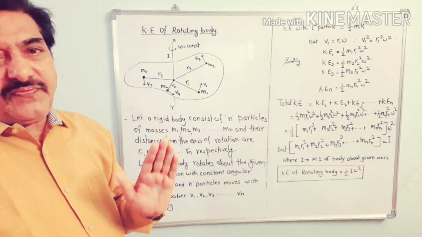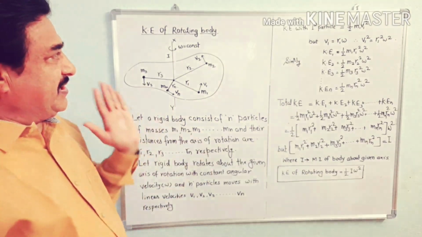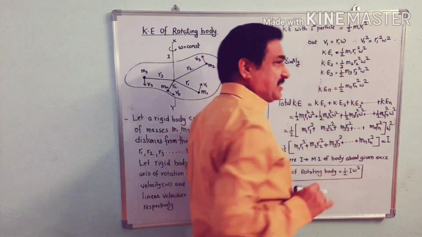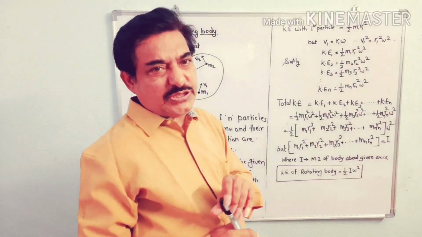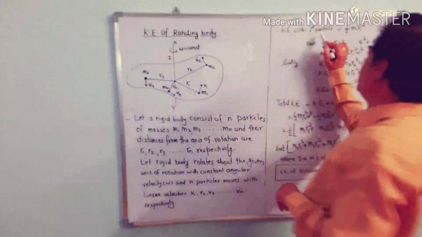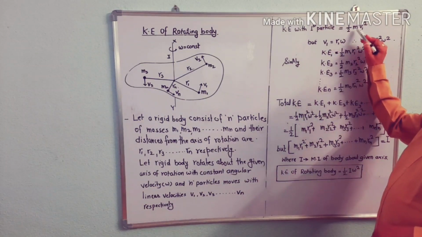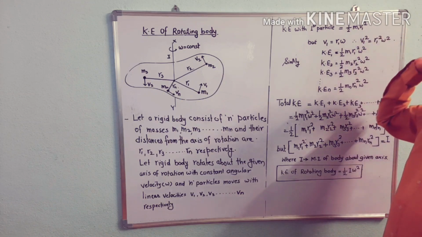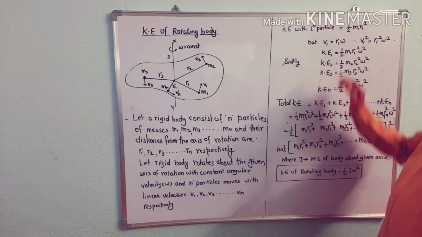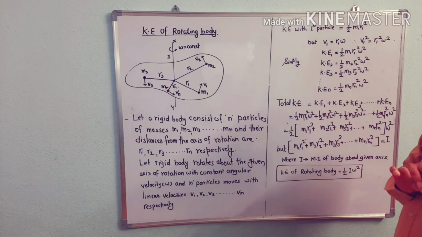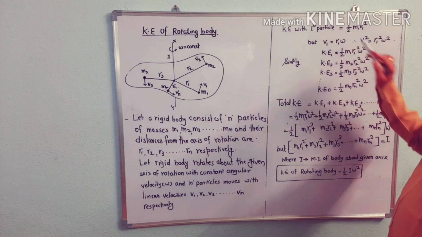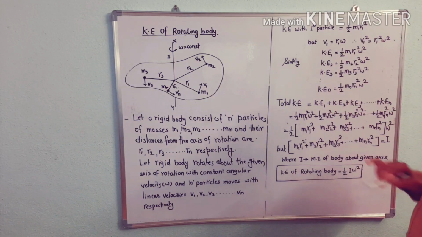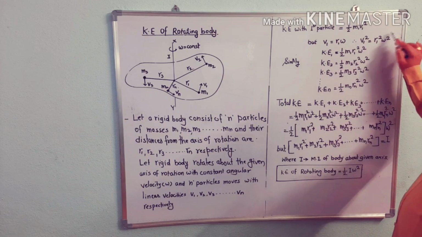Then we will see the kinetic energy of the first particle. Kinetic energy is 1 by 2 mass into velocity square. So kinetic energy of the first particle is 1 by 2 into mass of the first particle into velocity square, that is v1 square, the velocity of the first particle. But v1 is equal to r1 omega. Velocity is equal to radius into angular velocity. If we square this, v1 square is equal to r1 square omega square.